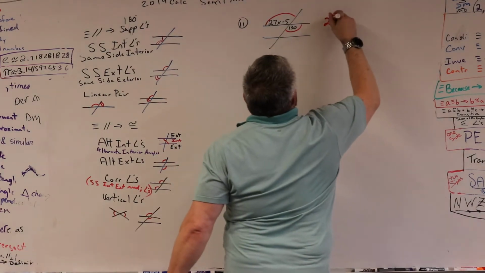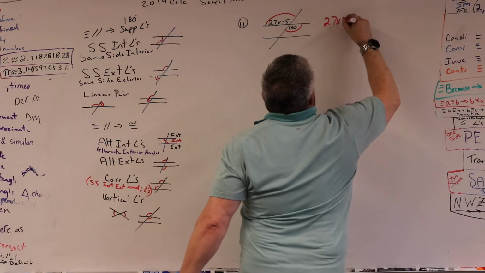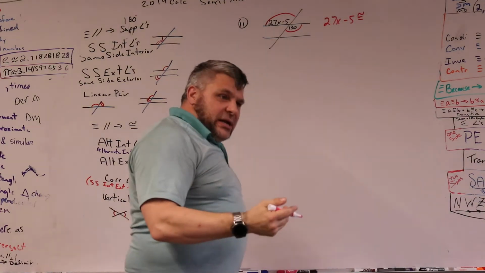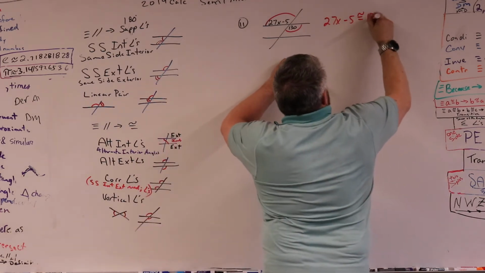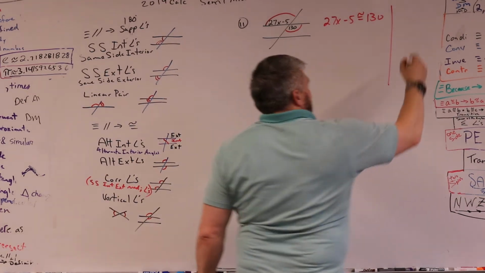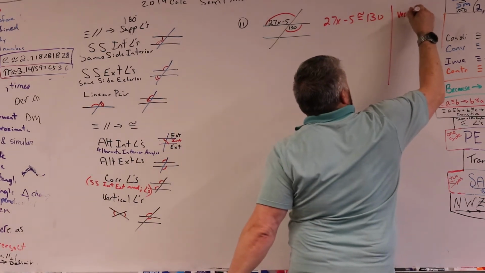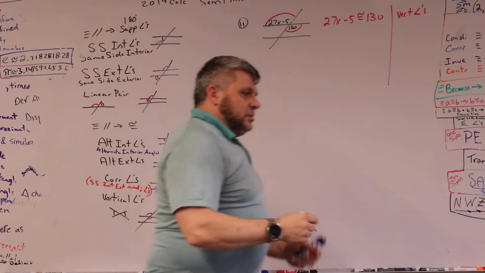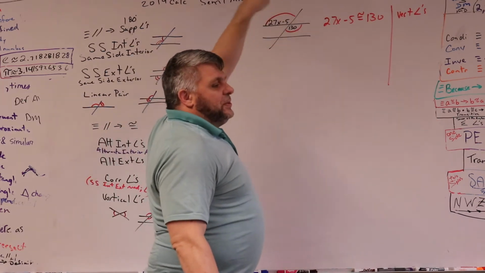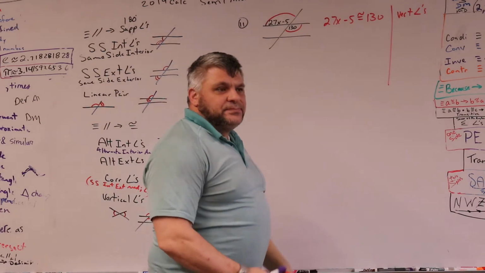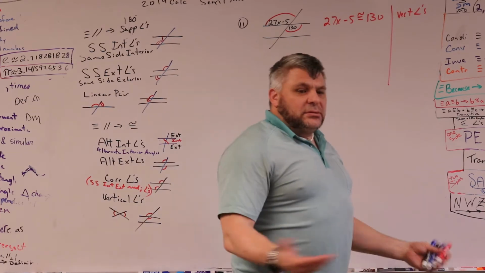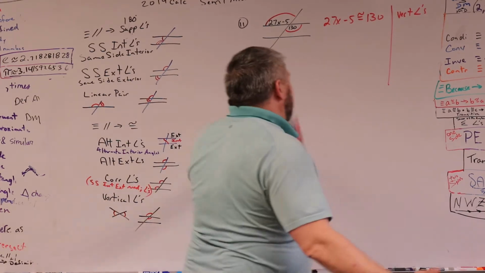Alright, 27x minus 5 is congruent to 130. Why? Because they're vertical angles. It's because vertical angles are always congruent. Okay? That's it. Now it's all downhill from here. We all know this stuff.